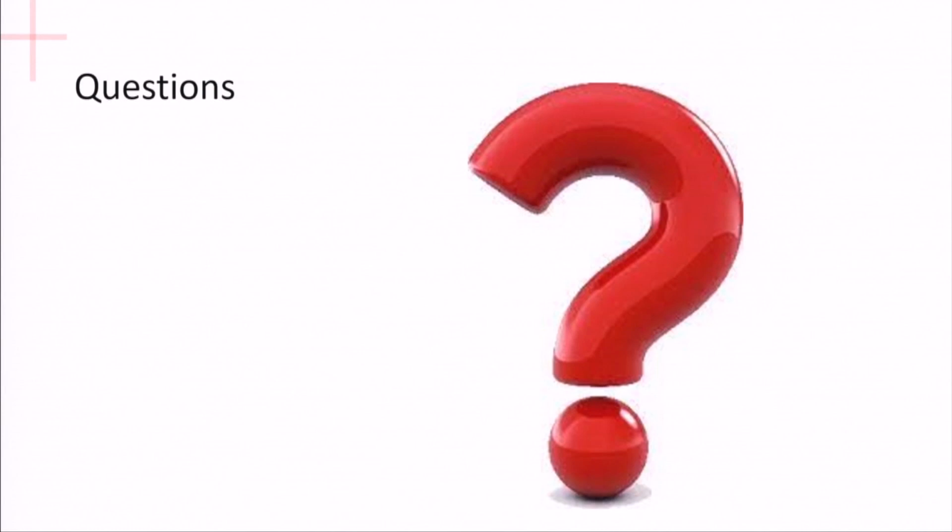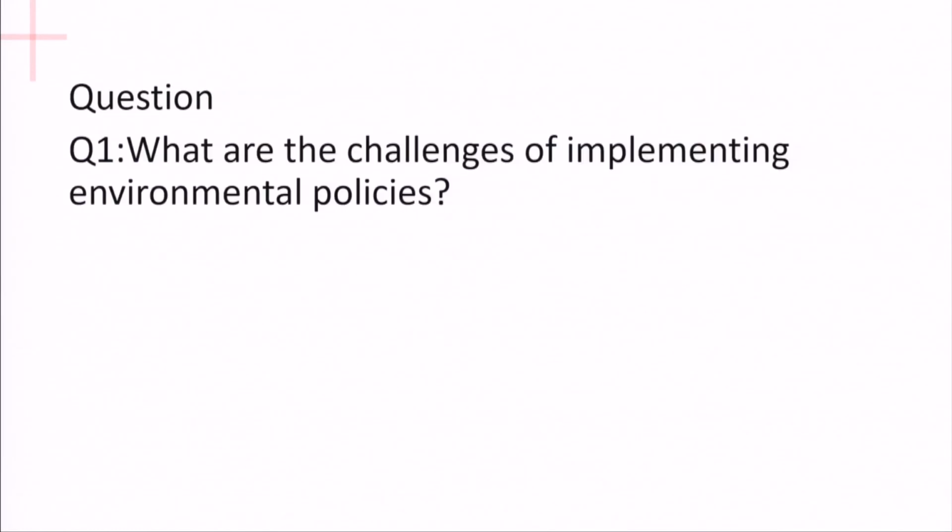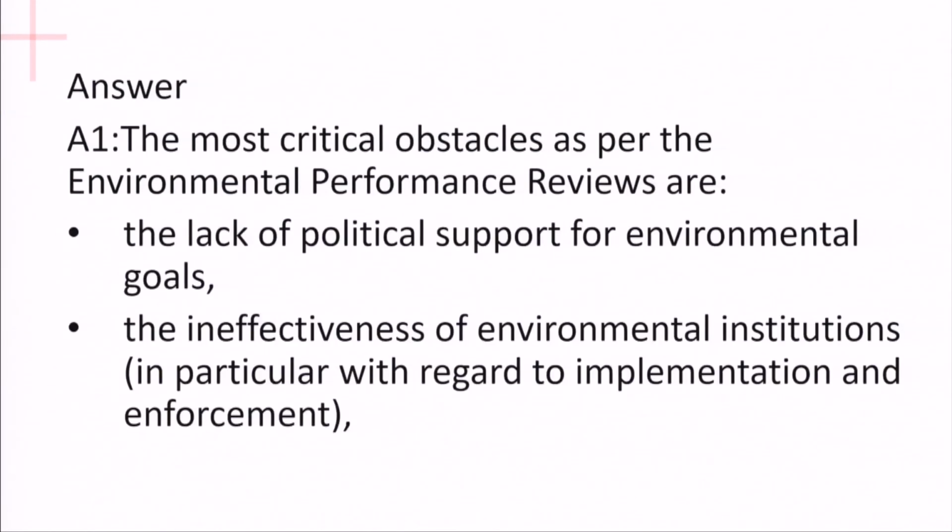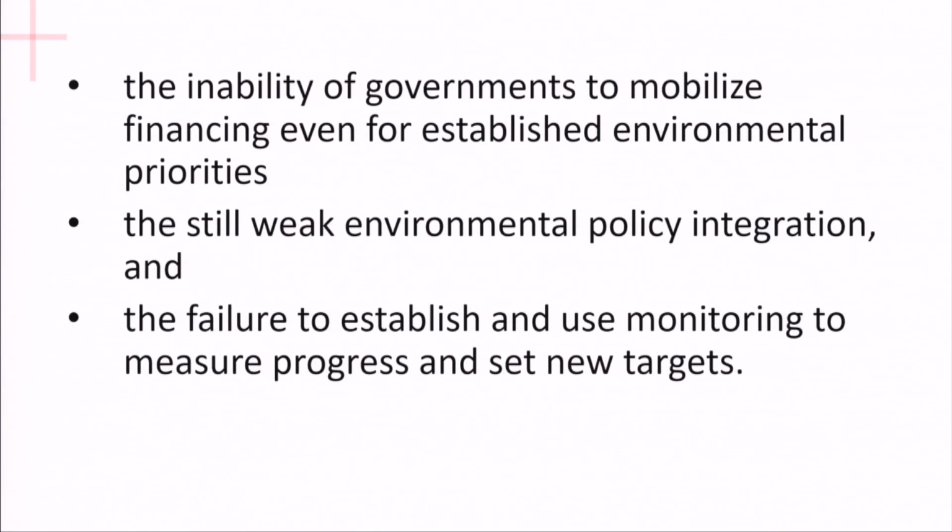Now, let us see a few questions and answers related to this module. Question 1. What are the challenges of implementing the environmental policies? The most critical obstacles as per the Environment Performance Review report are the lack of political support for environmental goals, the ineffectiveness of environmental institutions, in particular with regard to implementation and enforcement, the inability of government to mobilize financing even for established environmental priorities, the still weak environmental policy integration, and finally, the failure to establish and use monitoring mechanisms to measure the progress.